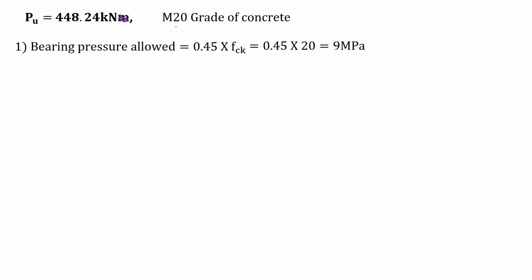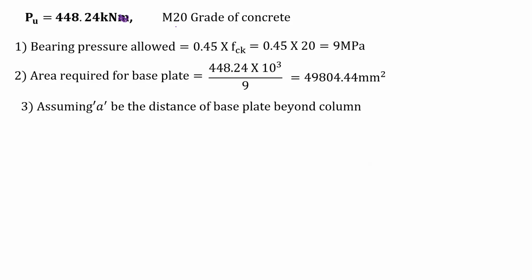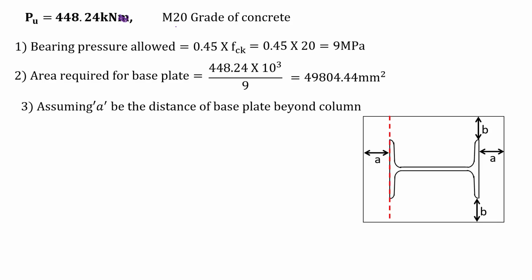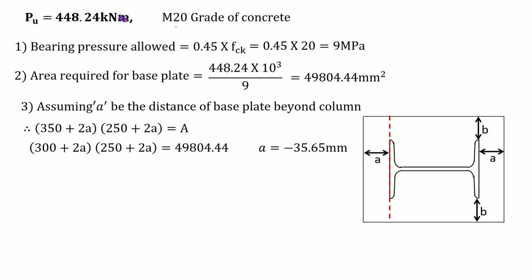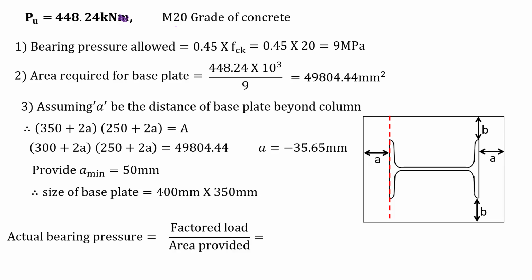Now these steps you know. So we have bearing pressure, then we have the area required. Assuming A, this is our critical section. A we know, and if we calculate A from this, it comes out minus. But we are not considering the minus value, so we will provide A minimum as 50 mm, and therefore our size of base plate becomes 400 by 350. And then we go to the actual bearing pressure, it will be 3.2.